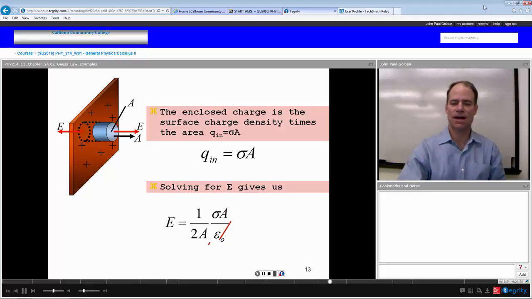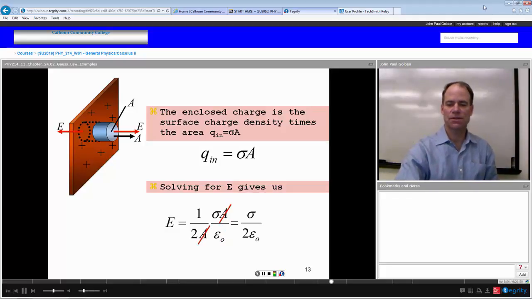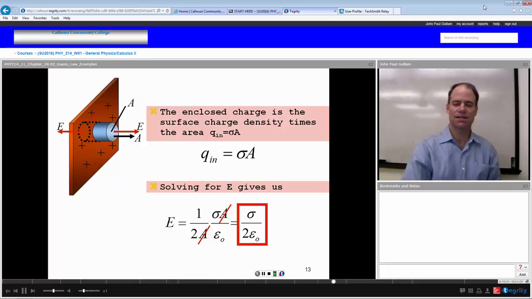A's cancel out. And we have that the E field is equal to sigma, the surface charge density, over 2 epsilon naught. It's constant. Sigma is a constant. Epsilon naught's a constant. The E field's constant. If I'm near the sheet of charge, I can be anywhere, and the E field will be the same. It's constant. This is the same result we got in Chapter 23, looking at distributions of charge.